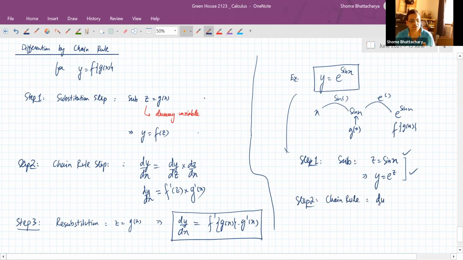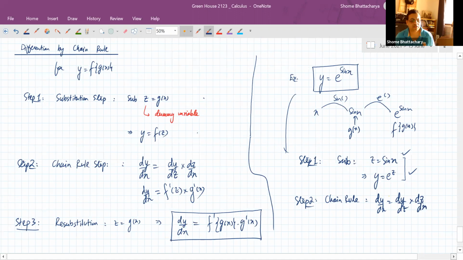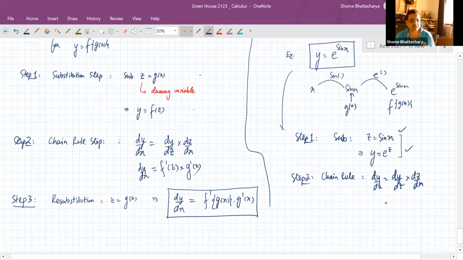So here dy by dx will become dy by dz into dz by dx. So dy by dz is basically what? It is differentiation of this function e raised power z. So e raised power z's differentiation, you know, is what? It's e raised power z only. Whereas dz by dx, it is differentiation of which function? Sin x. So differentiation of sin x, you know, is cos x. Now, so we have come up to this step. Step 2 is done now.